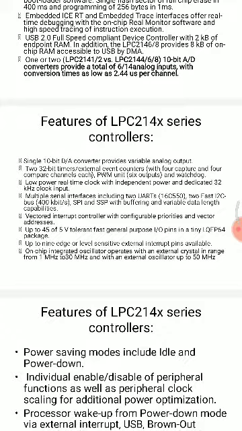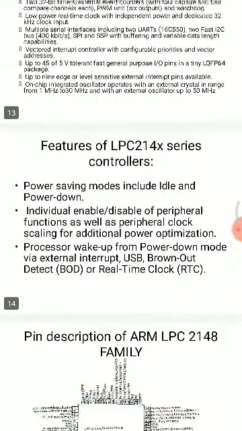On-chip integrated oscillator operates with an external crystal in the range of 1 MHz to 30 MHz, or with an external oscillator up to 50 MHz. So what are the other features available in the LPC 2148 series? Power saving modes including idle and power down. Individually enable or disable peripheral functions as well as peripheral clock scaling for additional power optimization. Processor wake-up from power down mode via external interrupt, USB, brownout detect or real-time clock. Okay, so these are all the LPC 2148 features.